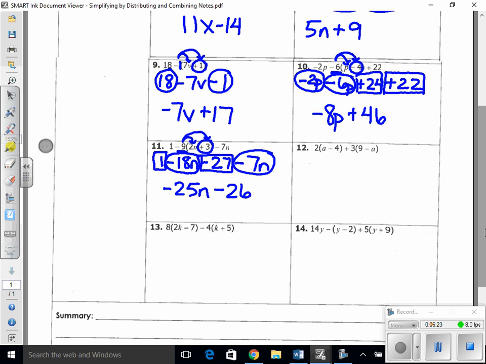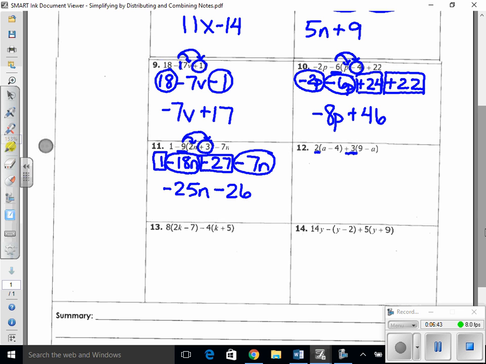All right, when you get to number 12, you see two sets of parentheses, and that means you've got to distribute twice, 2 different times with 2 different numbers, and then you combine. So always distribute first, no matter how many of them you've got. In the first parentheses, we're distributing a 2. In the second parentheses, we're distributing a positive 3, and then we'll look at what we've got left.